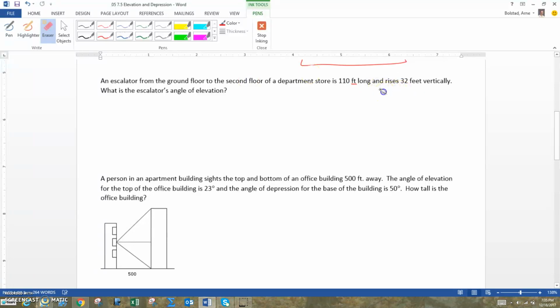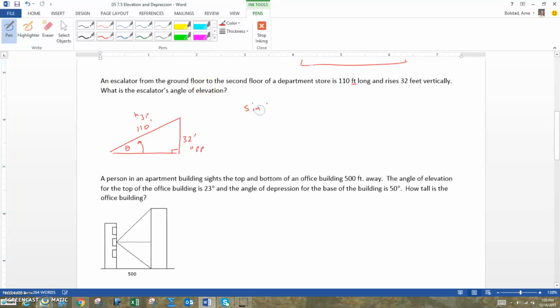We have an escalator. That escalator is from the ground floor to the second floor of a department store. It's 110 feet long. So here we go. The escalator is 110 feet long and it rises 32 feet vertically. Again, definitely not to scale, but we get the idea. What's the angle of elevation? So here we go. We're at the horizontal. That has to be our right angle. This is the value that we're looking for, the theta, or the angle of elevation, again from the horizontal up to the escalator stairs. So from theta, we know the opposite and the hypotenuse. That's going to be a sine problem.